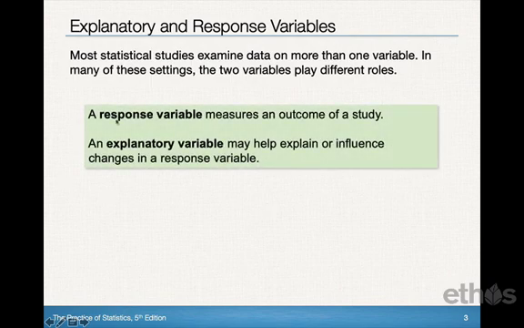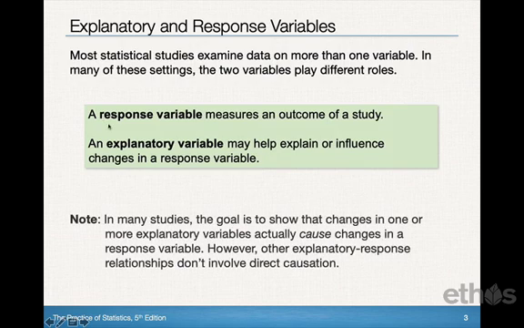I really hate that they listed the response variable first, because the explanatory variable is the X variable that is the influence. We're trying to see if X influences Y. So the X variable is explaining the Y variable, okay? So the Y, the outcome of the study, is the response variable.